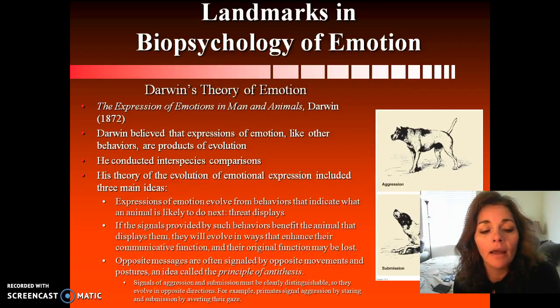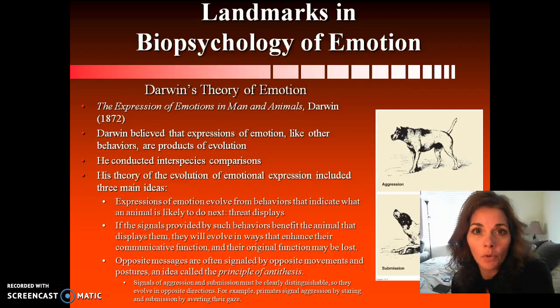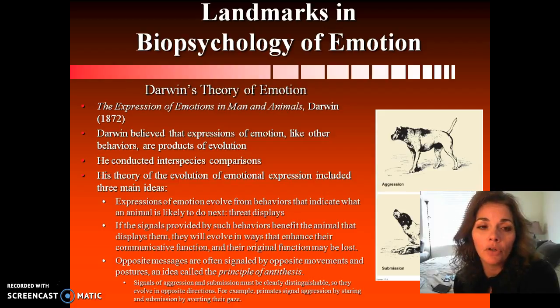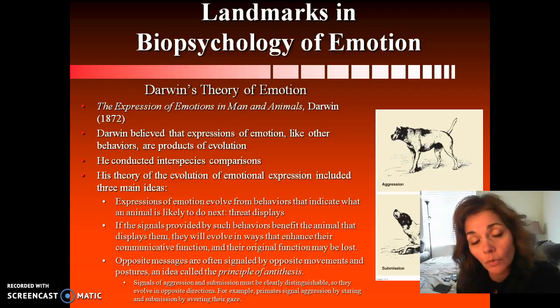Number one, that expressions of emotion evolve from behaviors that indicate what an animal is likely to do next. One specific example is a threat display. If you approach an animal or a dog, you can deduce that they're fearful or angry because they will arch their back, or they will display a posture that determines that they're either feeling threatened or threatening you.